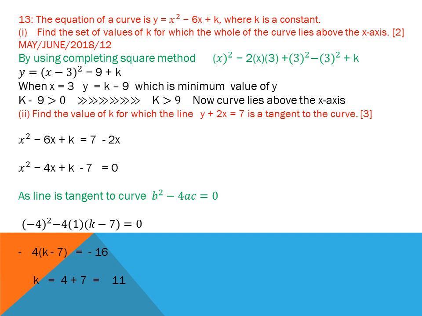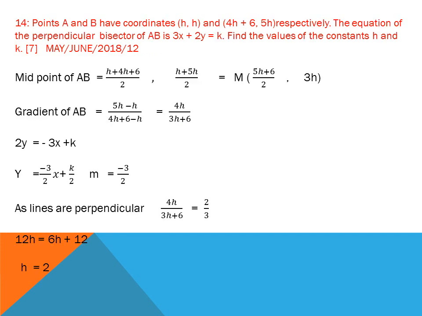Then when the line is tangent to the curve, b square minus 4ac is equal to 0. It means the discriminant is equal to 0. I only apply the values. B is minus 4, a is 1 and c is k minus 7. Here I find that k is equal to 4 plus 7, which will become 11. 3 marks, very easy.